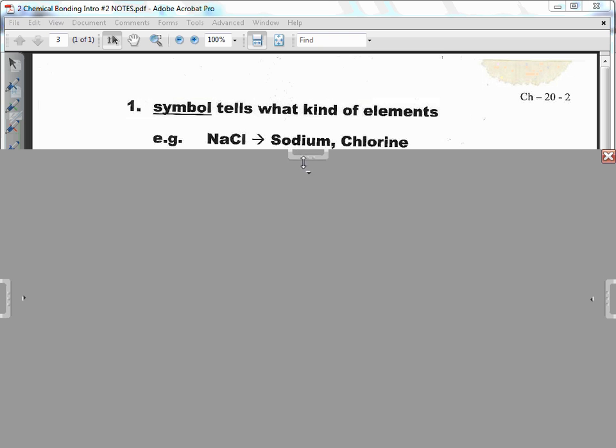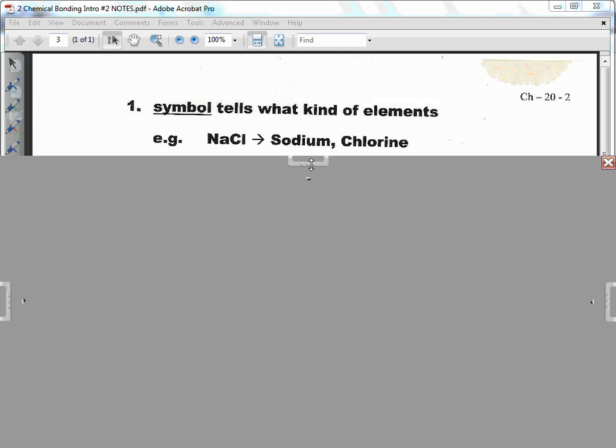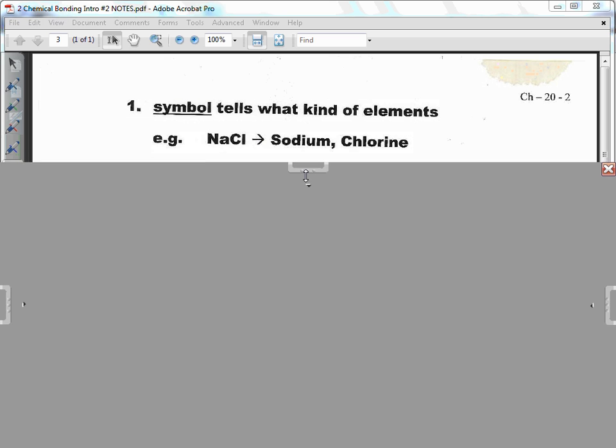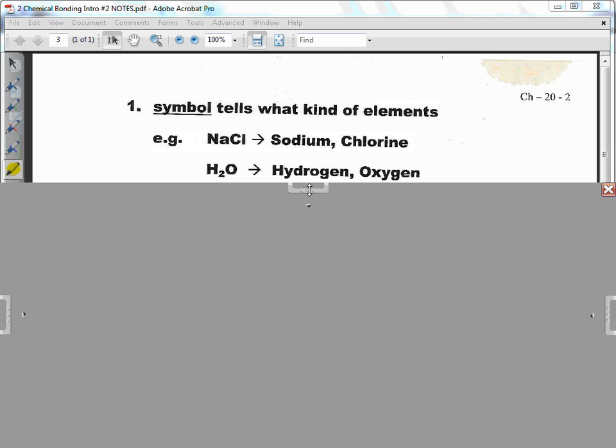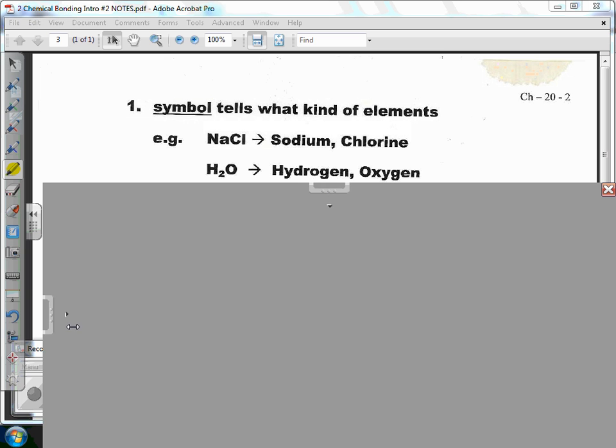For example, NaCl: sodium and chlorine together as one compound. H2O: hydrogen and oxygen. Do you notice anything different between the first example and the second example? The second example has a number in it. That's exactly right.